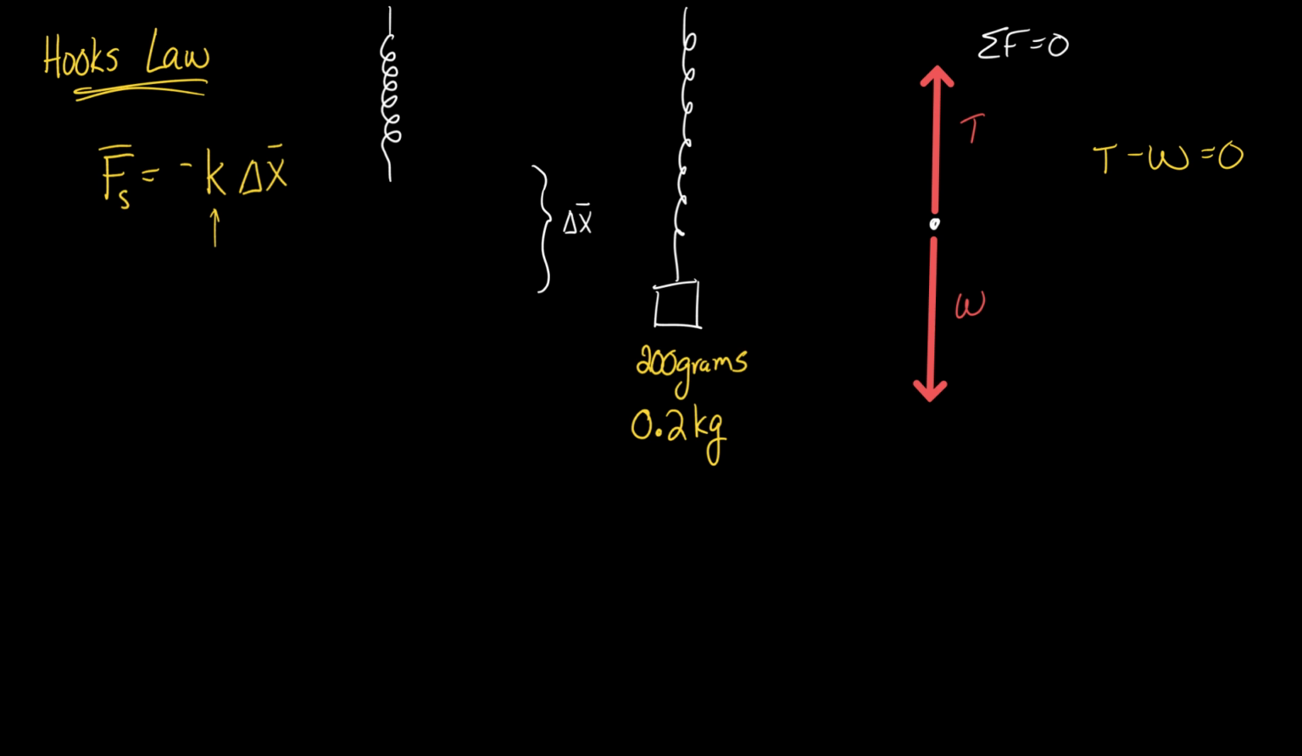I'm bringing this up because you guys know that weight is mg. Seems to me you can figure out the tension because you know weight is mg. So tension is mass, 0.2, times g, which is 10. Seems like the tension in the spring is 2 newtons.